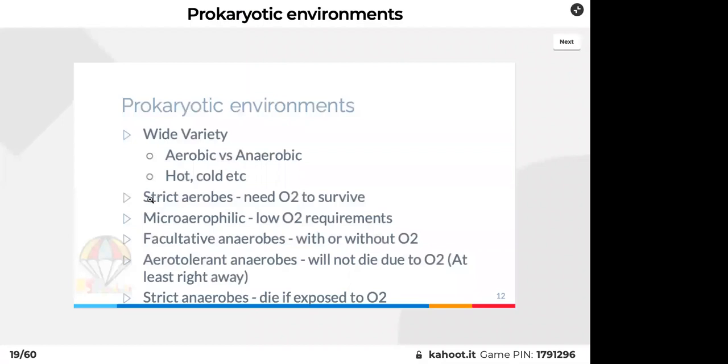Here you go. So there's strict aerobes that need O2 to survive. Microaerophilic, which is one of the options, they have low O2 requirements, like micro, aerophilic. Facultative anaerobes, they can live with or without O2. Air tolerant means they won't die due to O2, at least not straight away. So that was the correct answer from before. And strict anaerobes will die if exposed to oxygen.